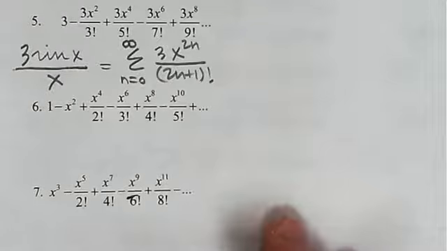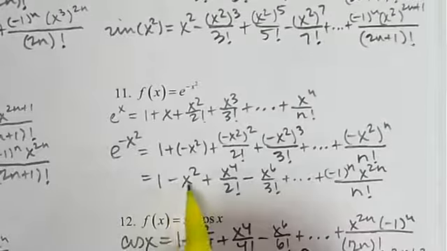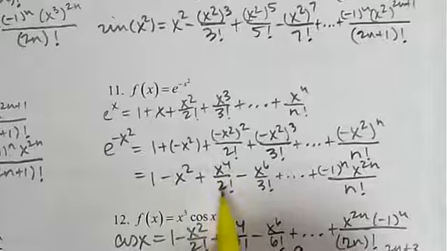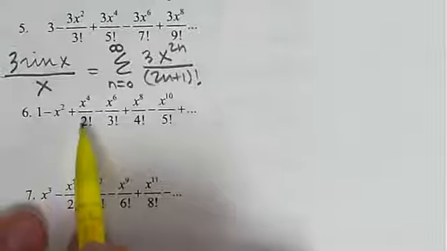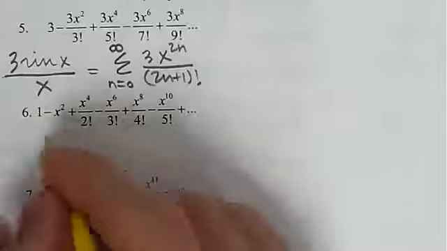Wait, I know I did e to the negative x squared on the front side, so let's just look. 1 minus x squared plus x to the 4 over 2 factorial minus x to the 6 over 3 factorial, where the factorial number is half the exponent. Yeah, this is e to the negative x squared.